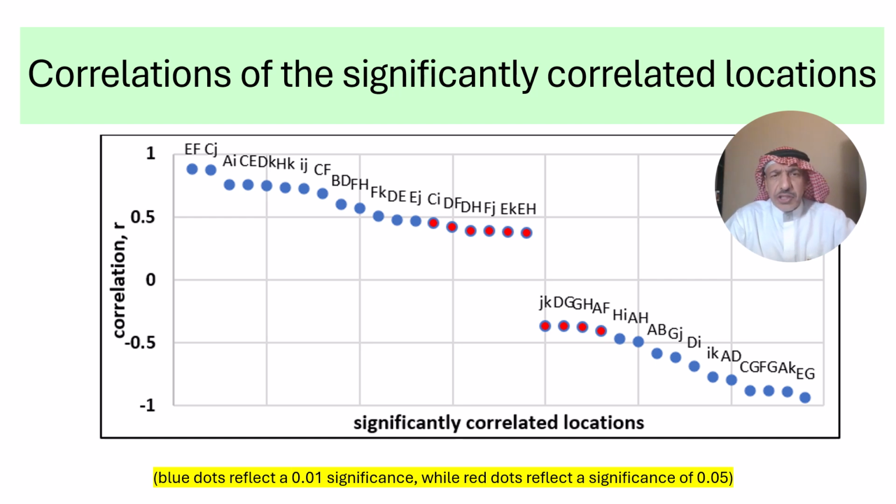Correlations of the significantly correlated locations are shown in this graph. It was observed that there are many dots. Each dot represents the correlation between two sites in the study area regarding failure percentage. As shown, sites E and F reflect a very strong positive correlation, while sites E and G reflect a very strong negative correlation.